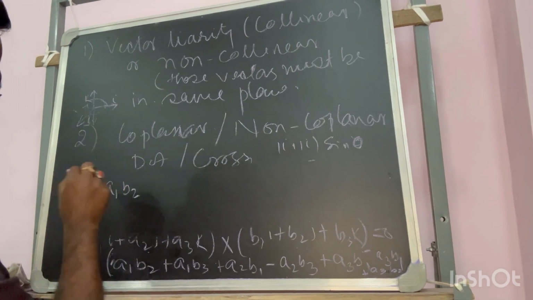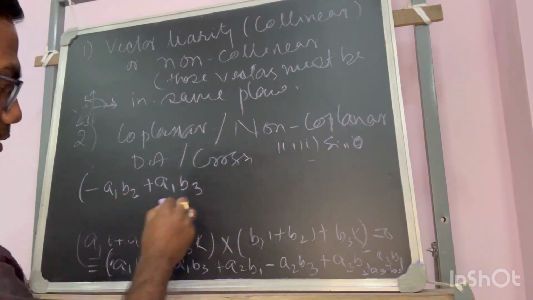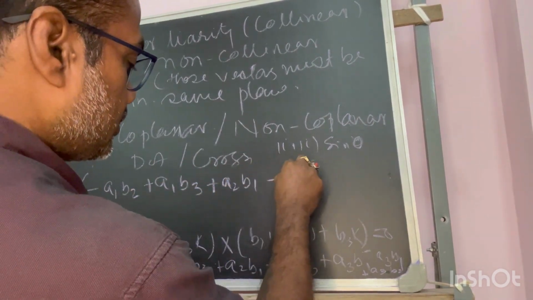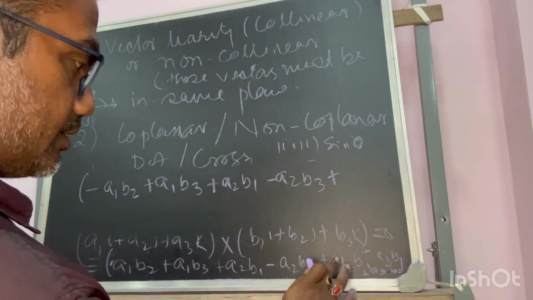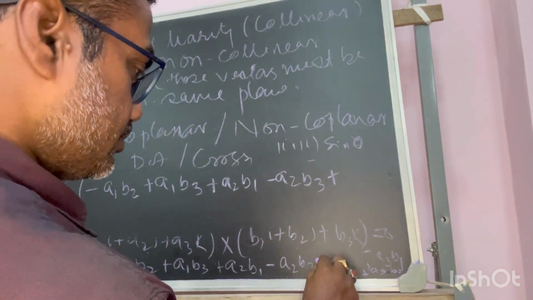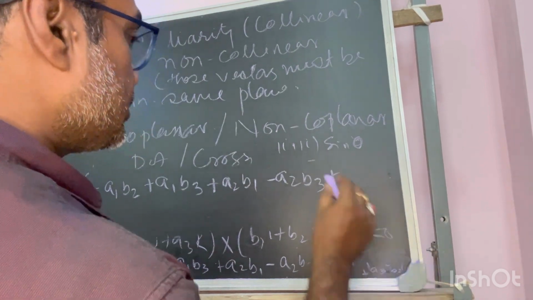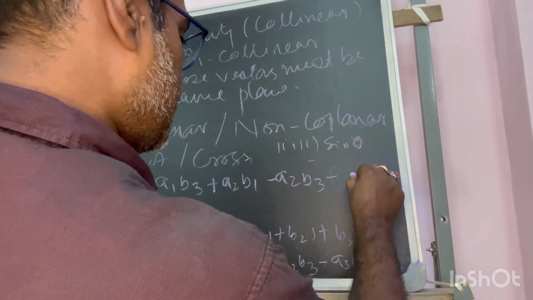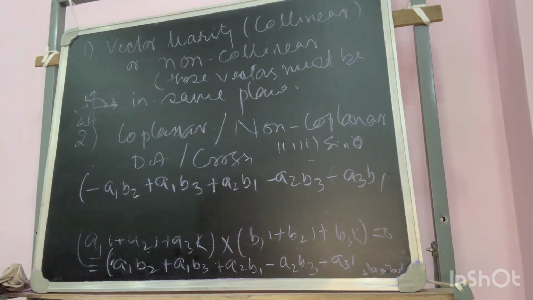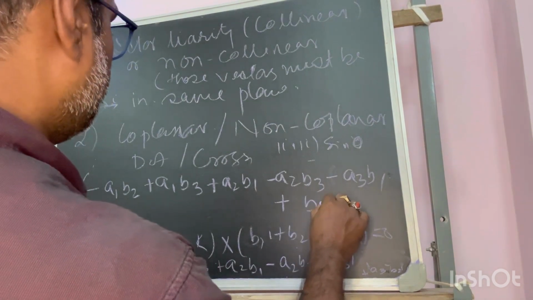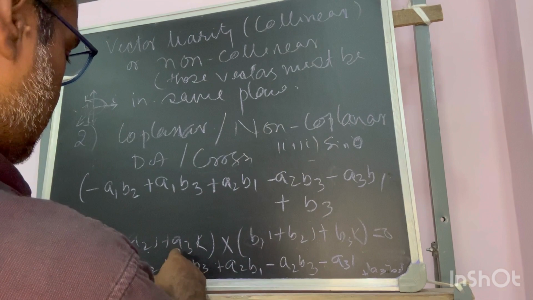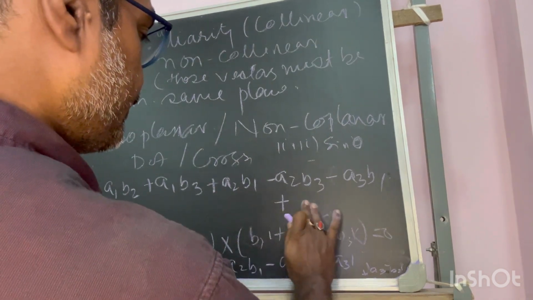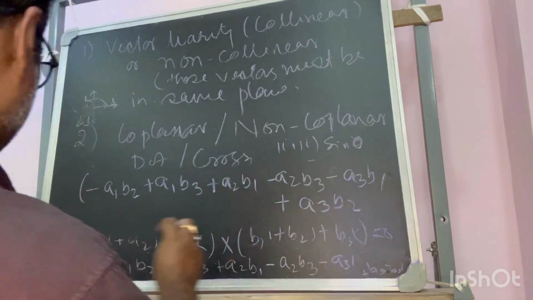So ultimately, I will get minus A1 B2 plus A1 B3 plus A2 B1 minus A2 B3, sorry, this will be minus A3 B1, and plus A3 B2. This will be the final figure.